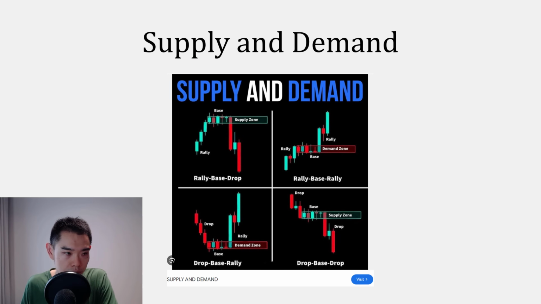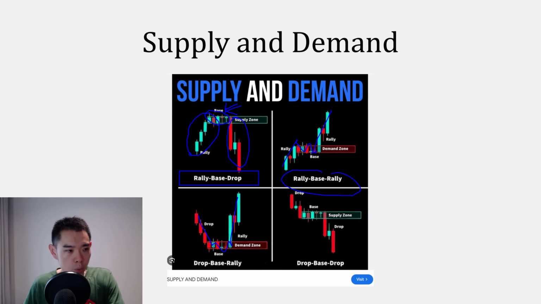You can see that he pretty much defined support and resistance with more nuance. He has four different concepts. This is the rally base drop. You can see the price makes a rally over here, forms a base, and then it drops. Some people might call this an order block. So for supply and demand people, they call this rally base drop. Then of course you have rally base rally: price makes a rally, forms a base, and then rallies. This one here is drop base rally.